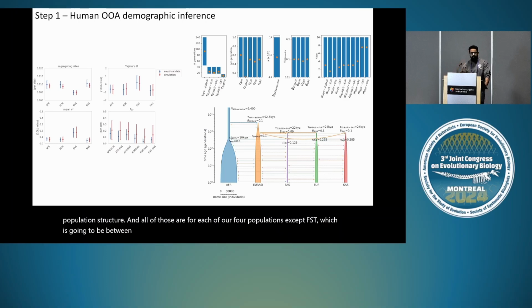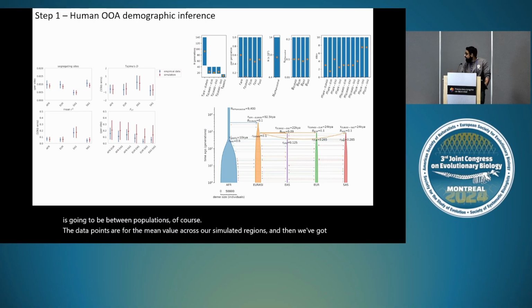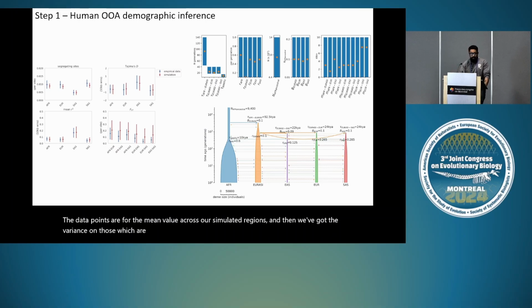The data points are for the mean value across our simulated regions, and then we've got the variance on those, which are the confidence intervals. And we can see we've got a pretty good fit across the board, across our populations and our summary statistics, suggesting that our demographic model under these parameters fits the empirical data well, putting us in a position to move on to step 2 and DFE inference.